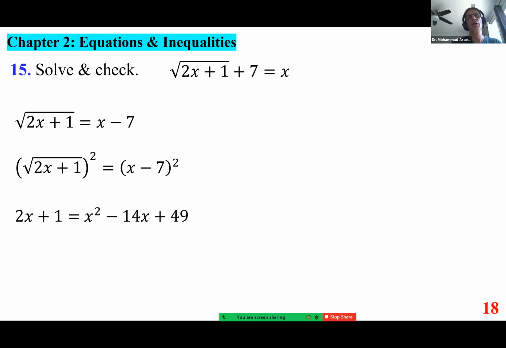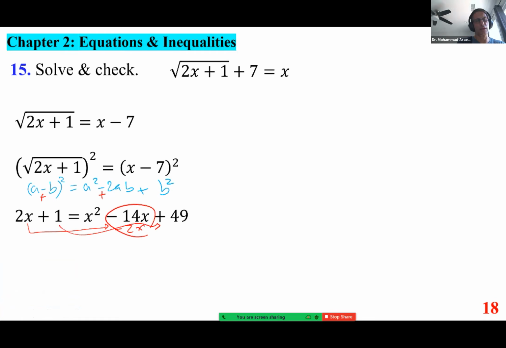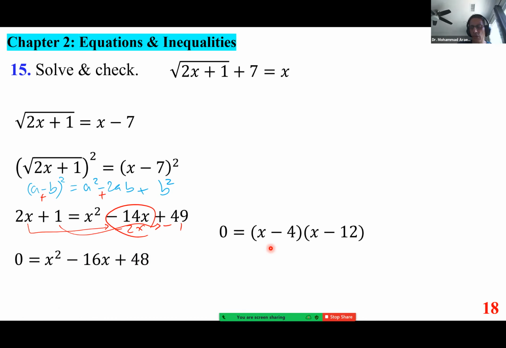So a couple of things. Again, a minus b quantity squared is a squared minus 2ab plus b squared. If we had a plus sign here, we would have a plus sign. This one with this one gives us negative 16x. This one with this one gives us 48. We factor, we want two numbers, the product is C, which is 48. The sum is B, which is negative 16. So we get negative 4 and negative 12. So X is either 4 or 12.